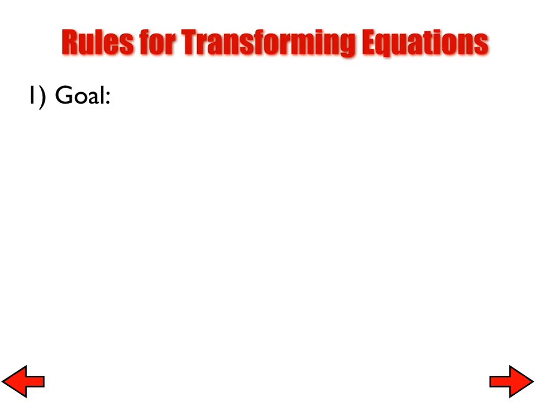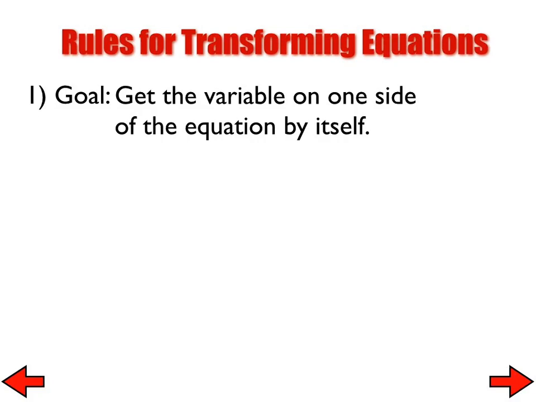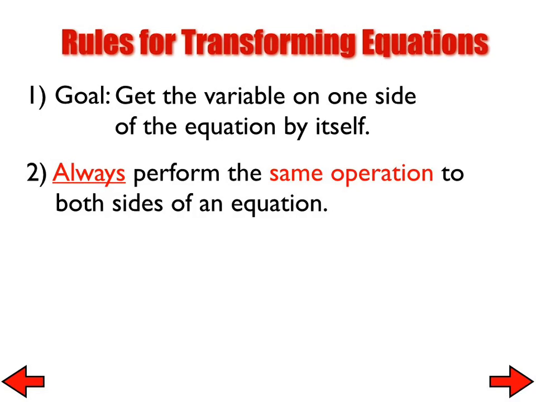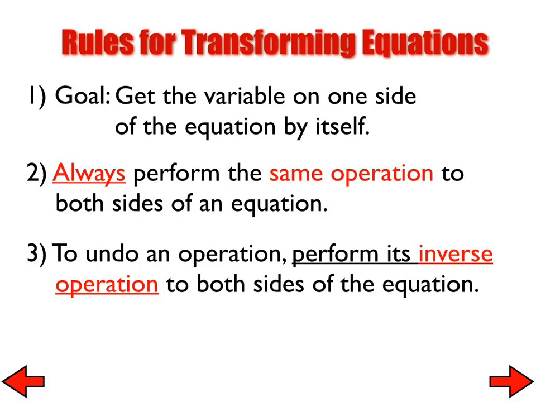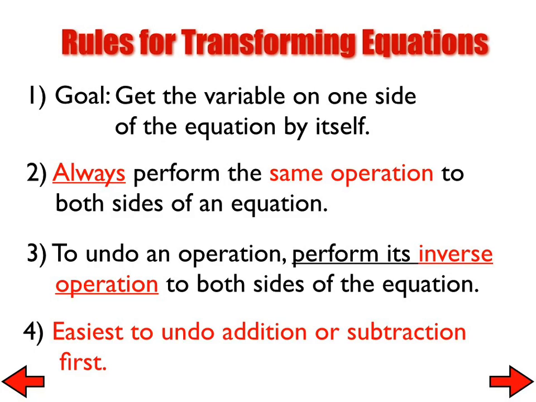Okay, so much like the last 2 days, the idea here is to get the variable by itself on one side. Make sure that you always perform the same operation to both sides, and this is where you're supposed to be filling some things in. Always make sure you undo an operation. In other words, you perform its inverse operation to both sides, and it's always easiest to undo the addition or the subtraction first.